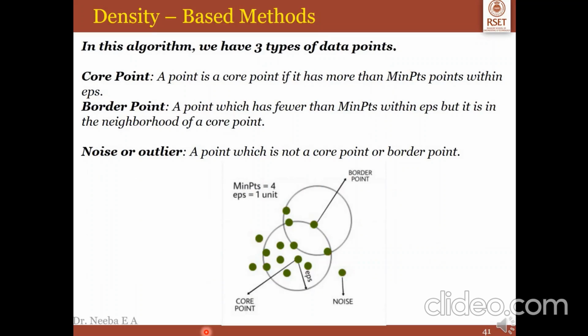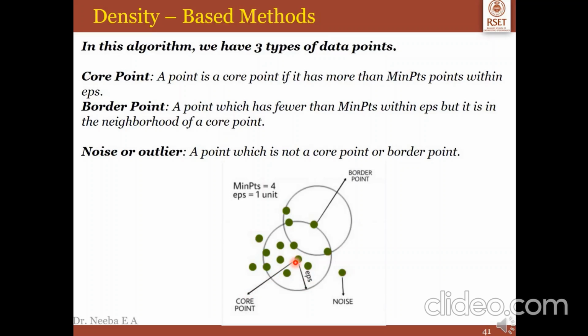In the algorithm, we have to see another important thing, that is we will have 3 types of data points, that is core point, border point or noise or outlier. Now we can see that in the diagram, epsilon is the distance from P to the circle radius. Now that P becomes the core point.